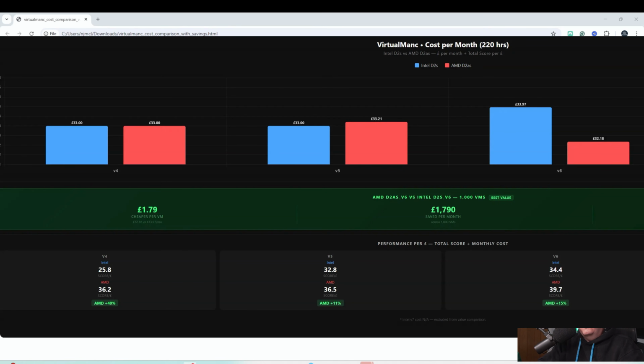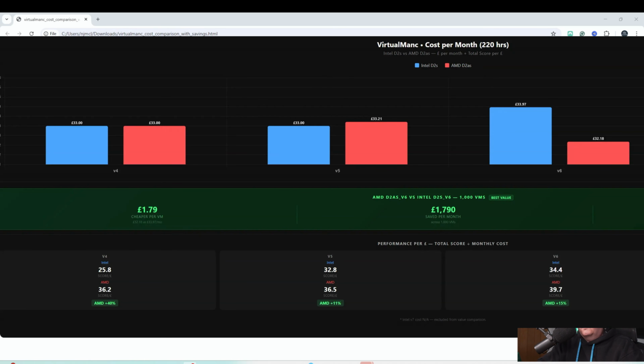So for a V4, exactly the same, but you're getting better performance, right? So as you saw, the V4, you got 40% better performance. For a V5, the AMD actually works out a bit more expensive, but you're getting 10% more performance, right? So it's 21p more expensive, so not a huge difference.